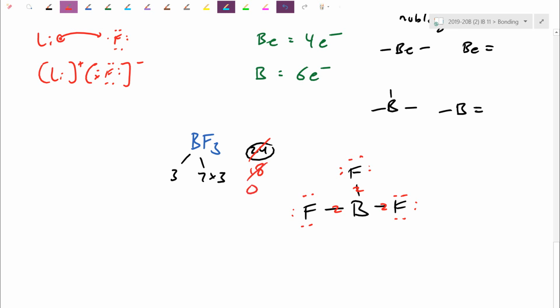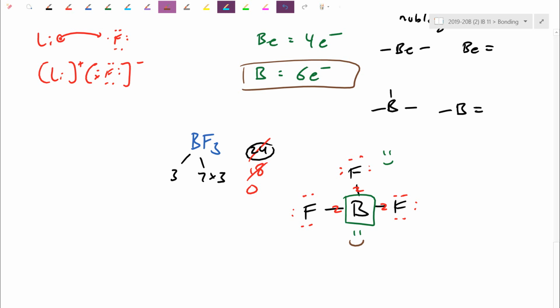I've now seemingly run out of electrons. If this were any other element except for boron, I would say the outer atoms are happy, but the boron is not happy yet. But boron, I'm telling you, is an exception. Boron currently does have 2, 4, and 6. Boron is actually happy. We have not run out of electrons. This is exactly the molecule I want you to draw.